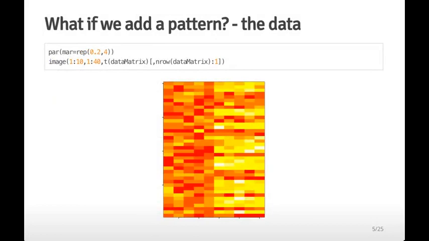Looking at this visually, this is what the matrix looks like once we've added that pattern in. You can see that for some of these rows, the values are somewhat smaller for the first 5 columns and somewhat larger for the last 5 columns. It isn't true for every row because we flipped a coin, and each time we flipped the coin, we decided whether to add that pattern or not.